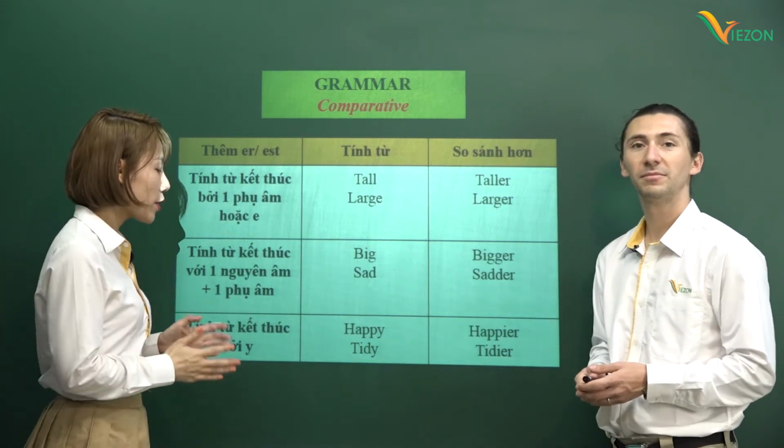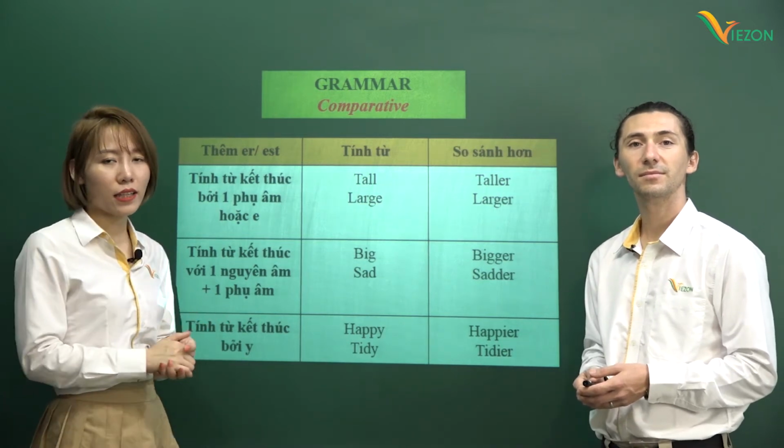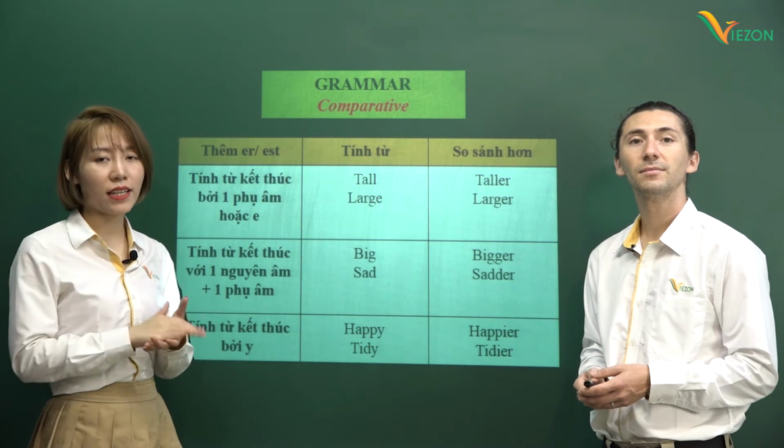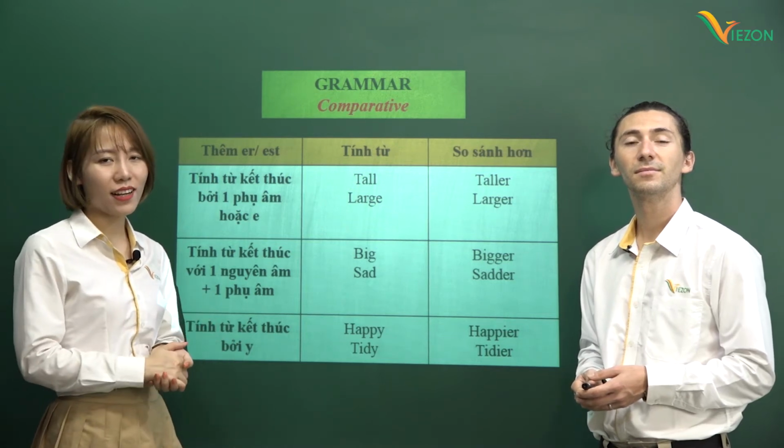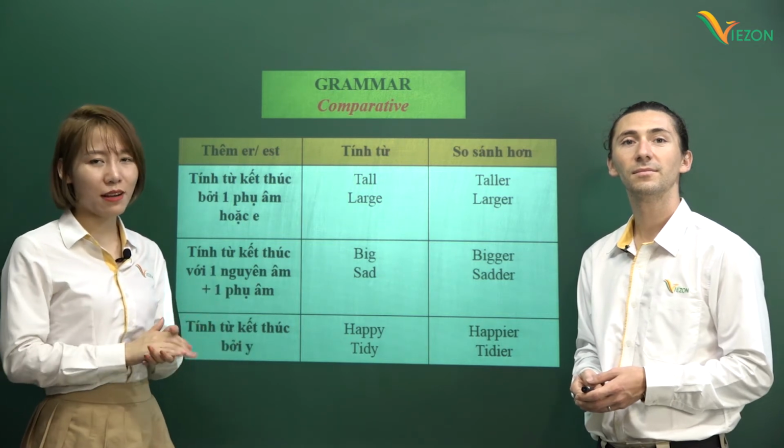Teacher Hien: Với quy tắc cuối cùng là những tính từ hoặc là trạng từ kết thúc bằng đuôi y dài thì các bạn hãy đổi y dài thành y ngắn và thêm er giúp cô nhé. Ok, bây giờ chúng mình sẽ chuyển sang một số tính từ và trạng từ đặc biệt nữa nhé.